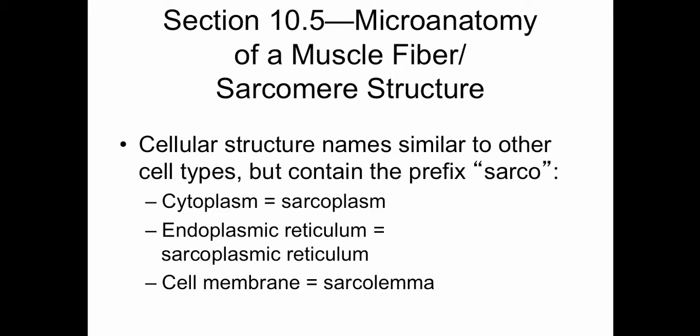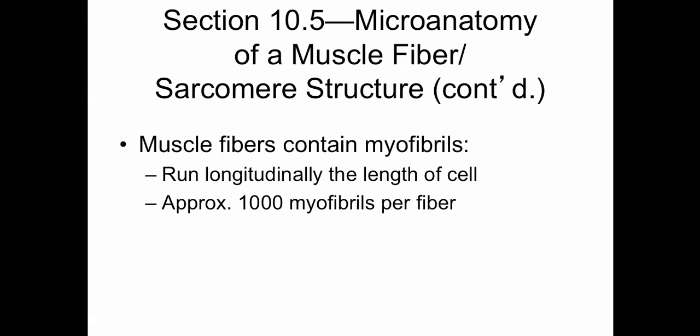Cellular structure names are similar to other cell types, but they contain the prefix sarco. Cytoplasm equals sarcoplasm. Endoplasmic reticulum equals sarcoplasmic reticulum. Cell membrane equals sarcolemma. So sarcomeres are small units that make up myofibrils. Sarcomeres are laid end to end from one end of the myofibril to the other end.